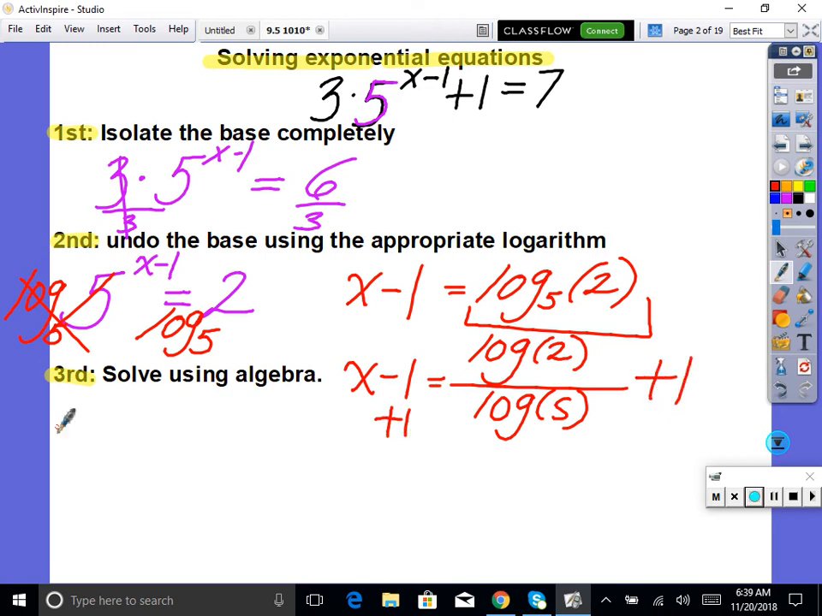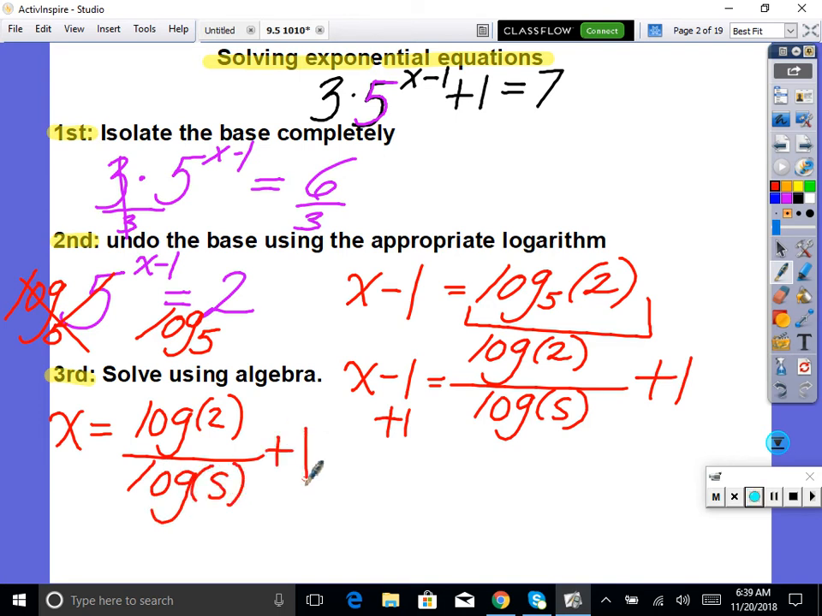So my answer is this. My exact answer I'll leave as a logarithm, and then I'll also calculate the decimal. So we have log of 2 divided by log of 5, and then we have plus 1. That is our answer. That's the exact answer. Now everyone practice typing it into your calculator and give me a decimal, please. It's super long. Let's write down the full decimal.